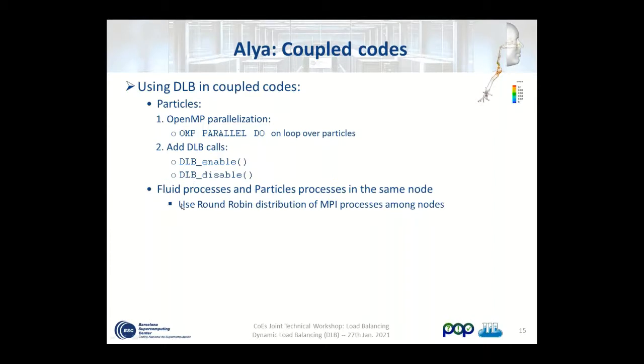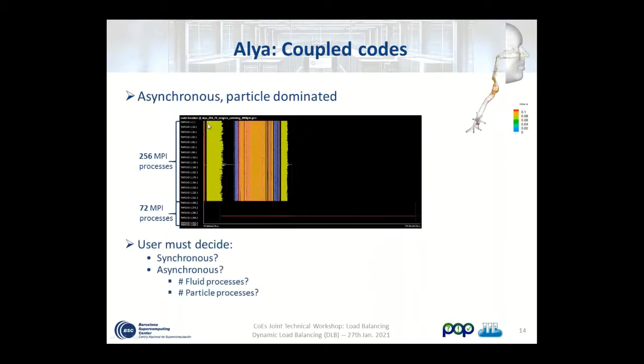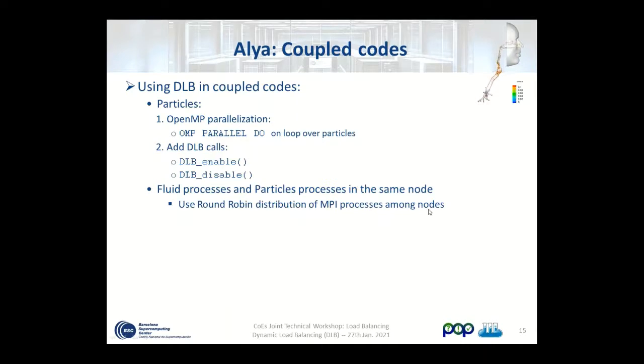Also, in this case, as you can see, all the MPI processes that are solving the fluid are together, and the ones that are solving the particles are together. As we want to mix them, we use a round-robin distribution of MPI processes among nodes, because with a normal distribution, you will get all the fluid processes in the same nodes and all the particle processes in the same nodes.